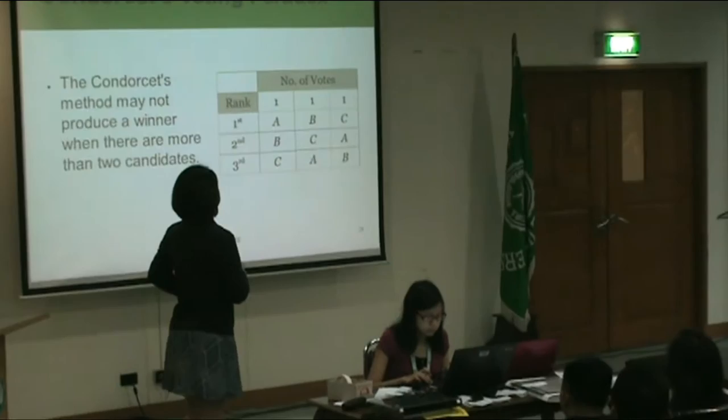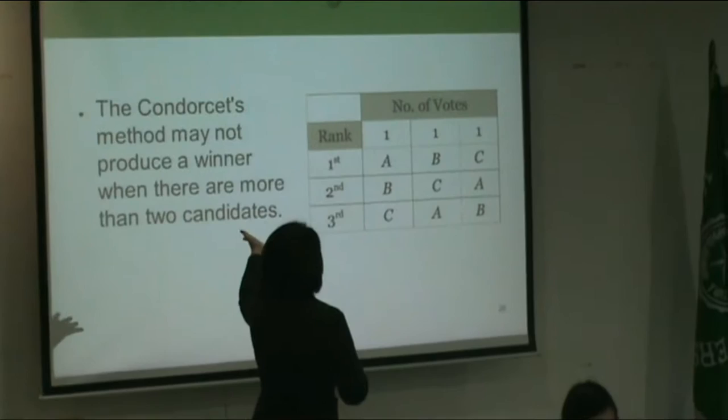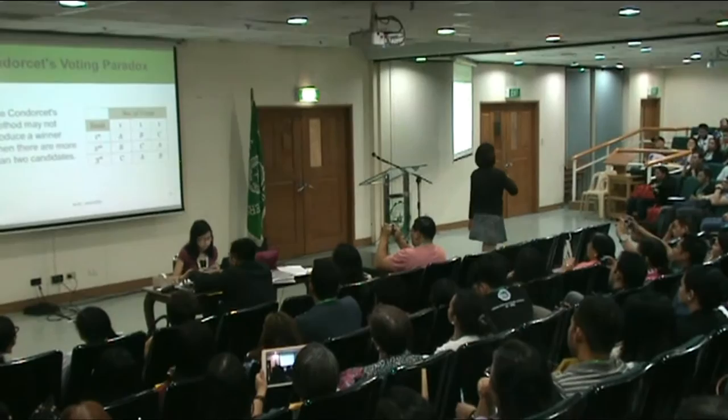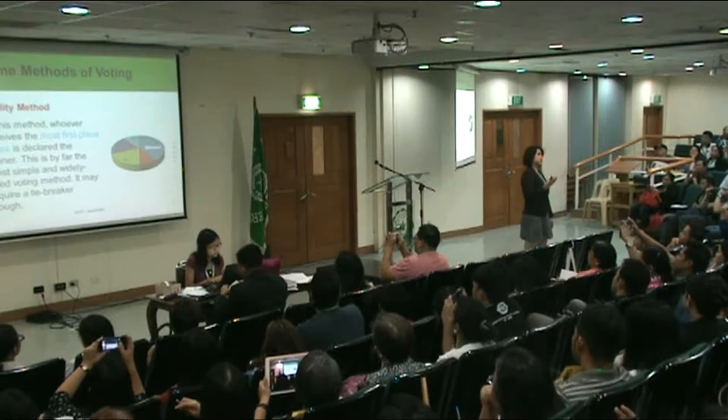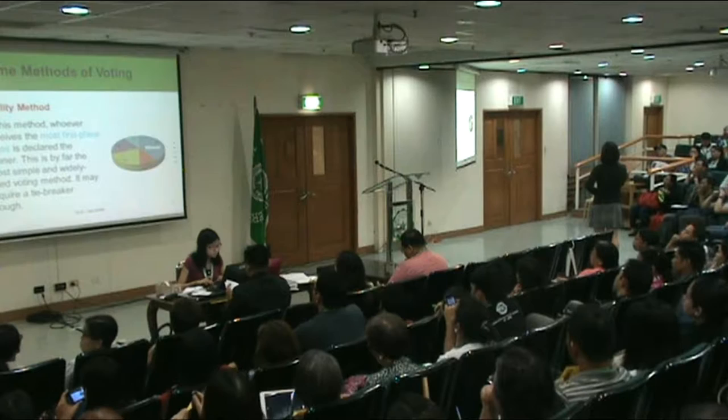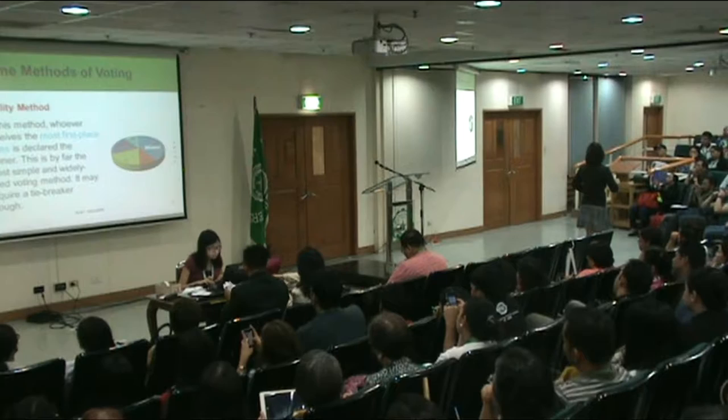Since you have the Condorcet criterion, obviously the Condorcet method will also satisfy the Condorcet criterion. Now, this is what we want to discuss, because this is what we are using when we are electing our president: the plurality. How does this method work? Whoever receives the most first place votes is declared the winner. This is by far the most simple and widely used voting method, and it may require a tiebreaker though.